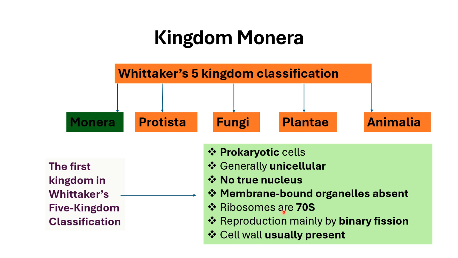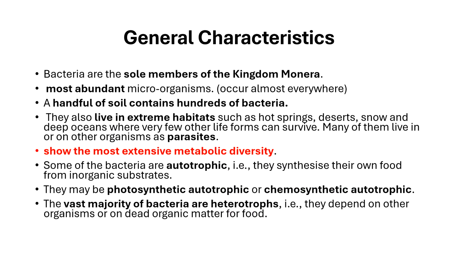Okay, let's learn more about the general characteristics of Monera. So, Kingdom Monera comprises all the prokaryotic organisms, or essentially the bacteria, because all the bacteria are prokaryotic in nature. So, bacteria are the sole members of the Kingdom Monera. Okay. Now, these bacteria are the most abundant microorganisms. Why? Because they can live in a wide range of habitats.